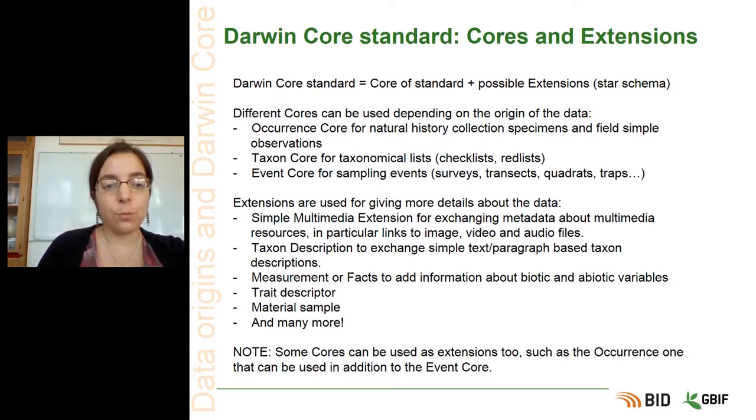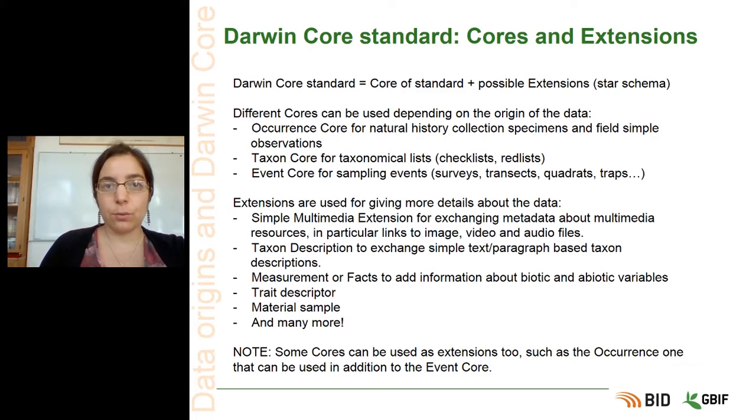If you want to give more details about the taxon description, you can use the taxon description extension to exchange simple text or paragraph-based taxon descriptions. Then you can also use measurement or fact to add information about biotic and abiotic variables. You also have other extensions such as trait descriptor or material sample, if you have some DNA samples in your collection that you want to link to some specimens. You can use this extension to link them, and many more extensions that will be talked about in further modules and sessions.